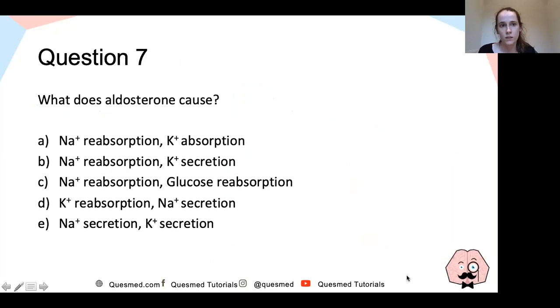Okay. Question 7. What does aldosterone cause? Is it A, sodium reabsorption and potassium reabsorption? Is it B, sodium reabsorption and potassium secretion? Is it C, sodium reabsorption and glucose reabsorption? Is it D, potassium reabsorption, sodium secretion? Or is it E, sodium secretion and potassium secretion?